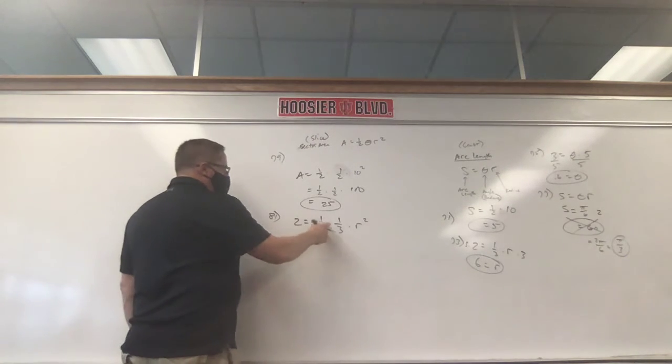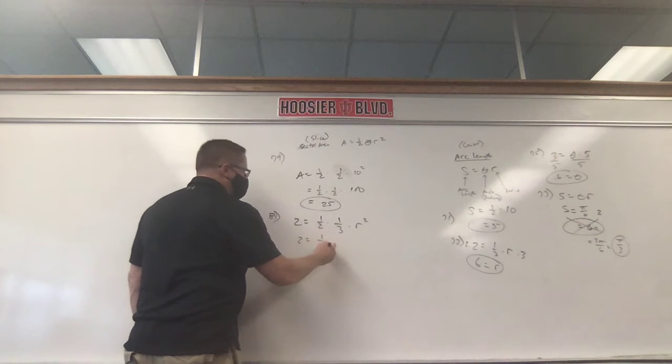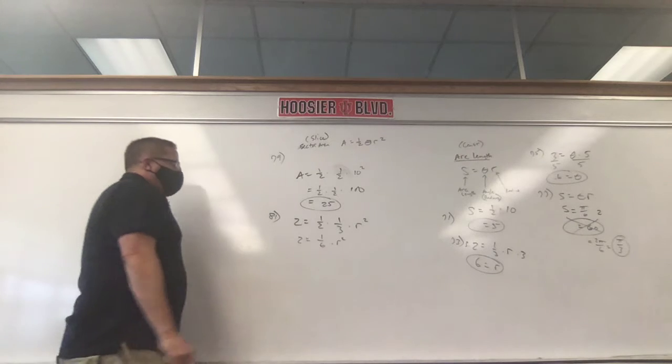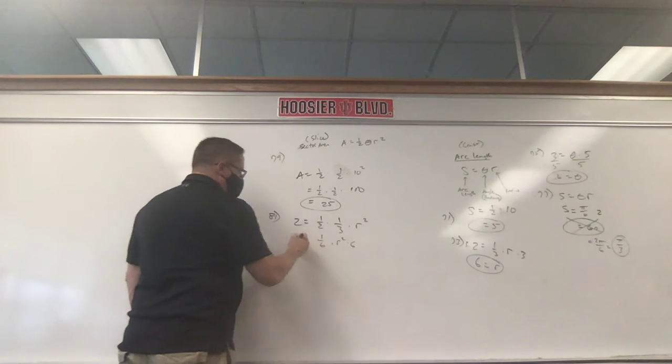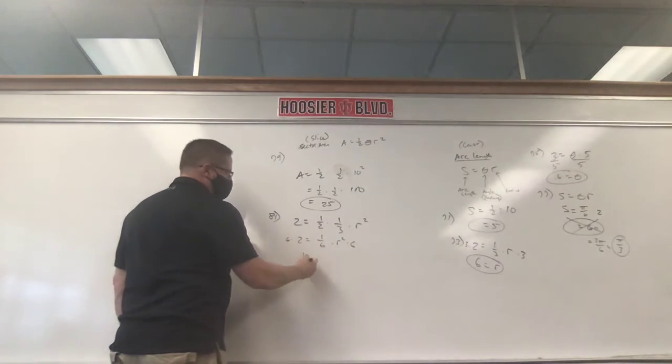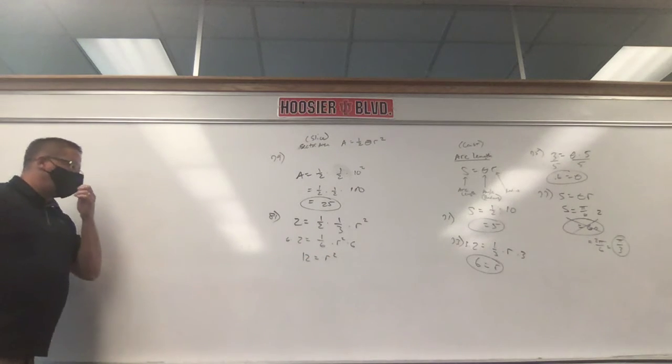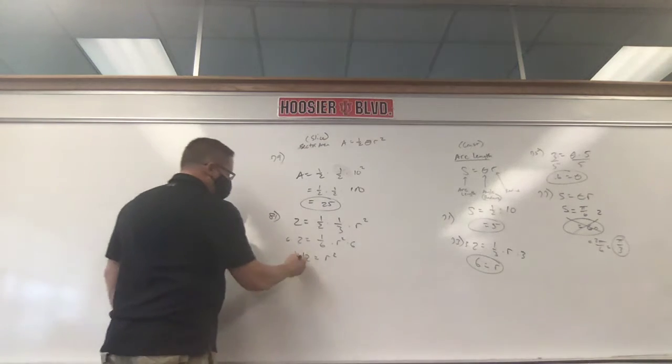So we do that. 1/2 times 1/3 is 1/6 times r squared. Or get rid of this 1/6 by multiplying by 6. 6 times 2 is 12, which is r squared. And then the last thing we have to do is square root it.